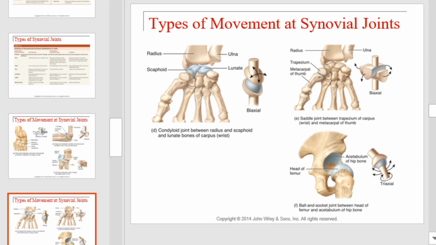Next, we see a biaxial joint between the radius and the scaphoid and lunate bones of the carpus in the wrist, and a saddle joint between the trapezium of the carpus and the metacarpal of the thumb. We also have a ball and socket joint between the head of the femur and acetabulum of the hip bone.